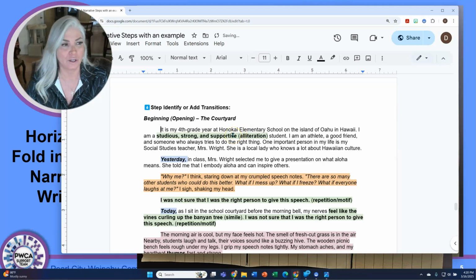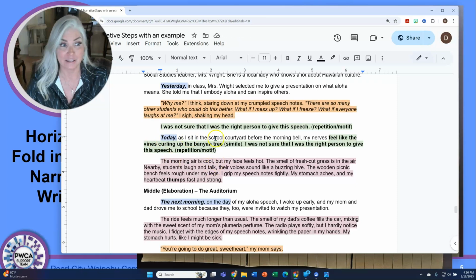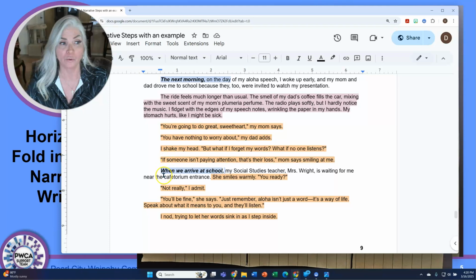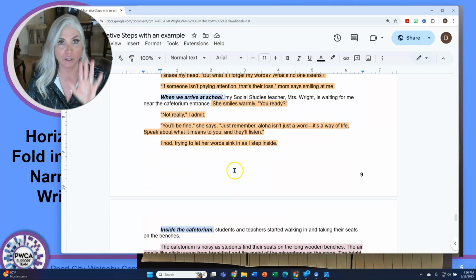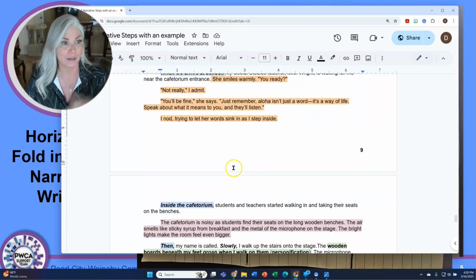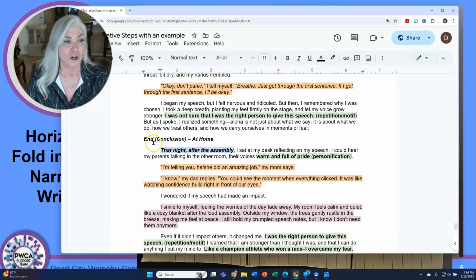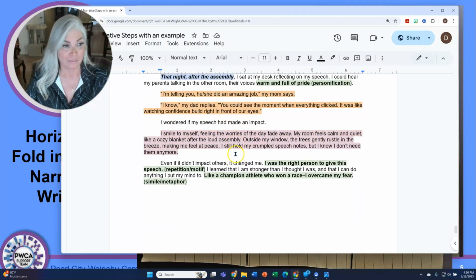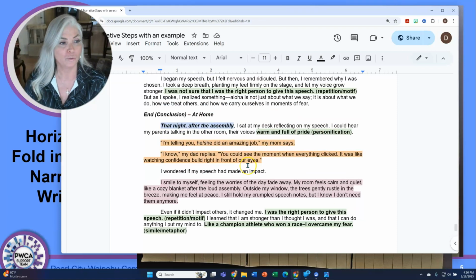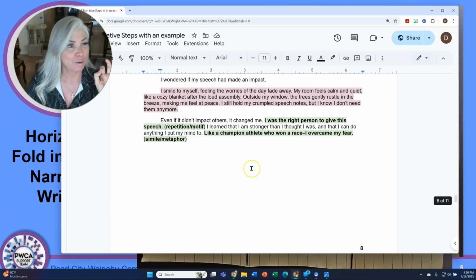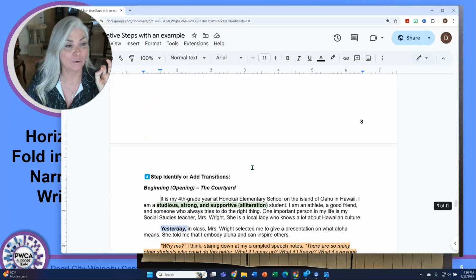So we add yesterday in class, today as I sit in the school, the next morning on the day of my Aloha speech, when we arrive at school. So we're just putting those transitions for timing, right, inside the cafetorium. Then that night after the assembly. And once we have added those, we now want to make sure we put in the informational text that we read.